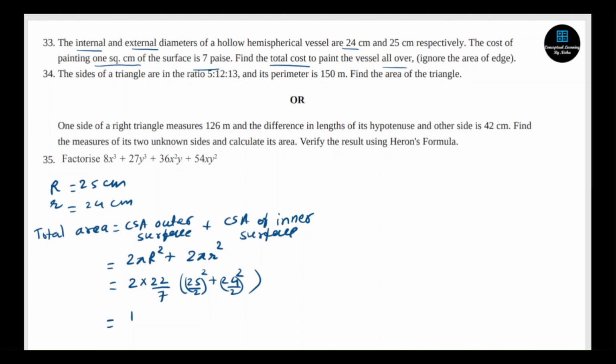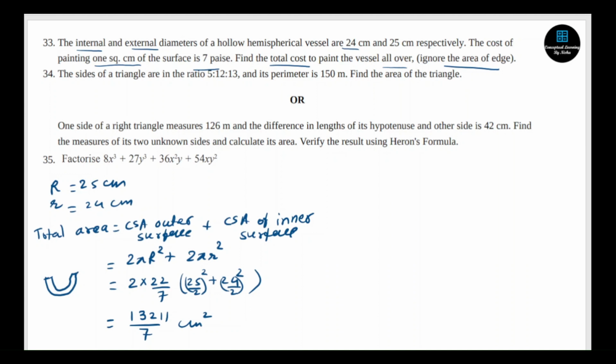I'll just write the answer in the fractional form, okay? Centimeter square. Now this is the area to be painted, and now they told us to ignore the edges. Okay, so see, if you consider the hemisphere like this, they asked us to ignore this because it is just 1 centimeter edge, right? So they asked us to ignore that.